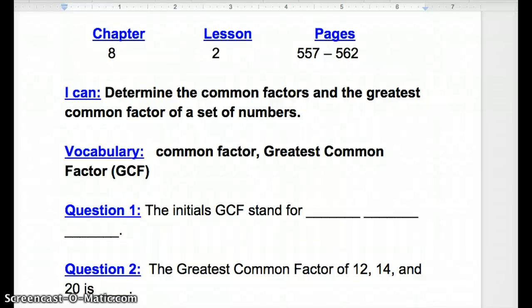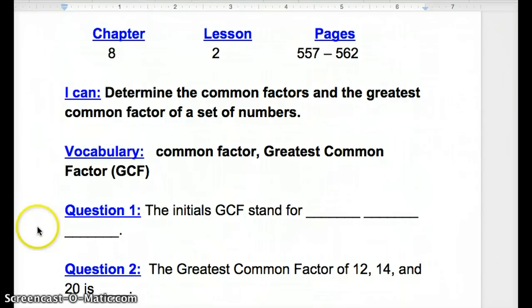Today's lesson is Chapter 8, Lesson 2, which can be found on pages 557 through 562. Our objective is: I can determine the common factors and the greatest common factor of a set of numbers. Vocabulary: common factor, greatest common factor.